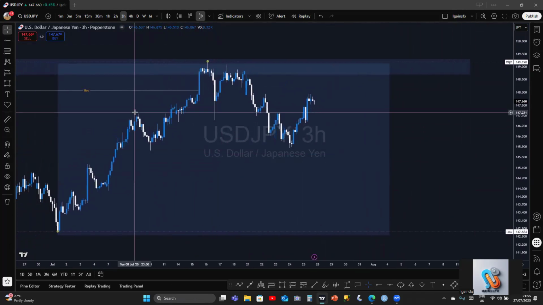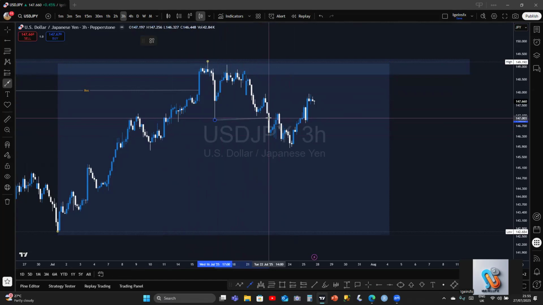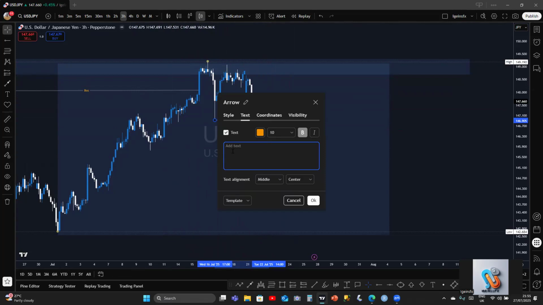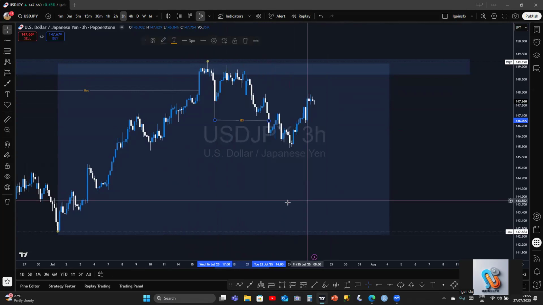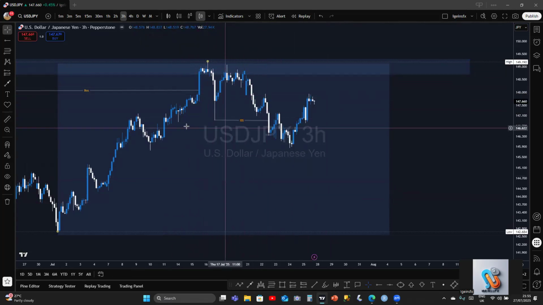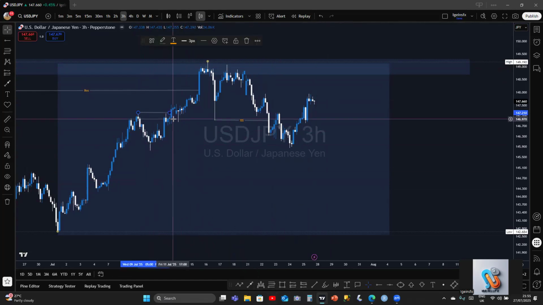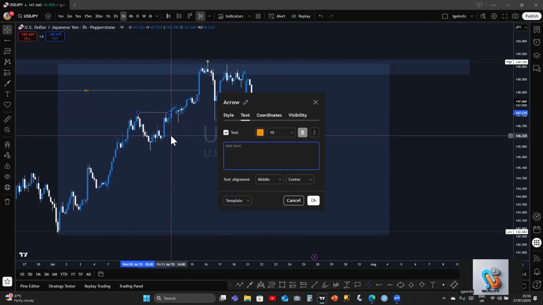All right, after this break of structure to the upside, price created a low. Then you saw that price gave us an internal market shift, an internal structure shift. There's an internal structure shift here, all right? Price came back to retest this level. This one is the break of structure.